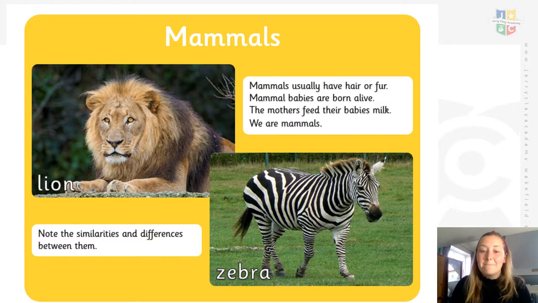Okay, so this is a mammal. Mammals usually have hair or fur. They are born alive, they're not born into eggs, and the mothers feed their babies milk. We, humans, are mammals because we do all those things, okay? So a lion is a mammal. A zebra is a mammal. Are there any other mammals you can think of? Let's look at a different group.